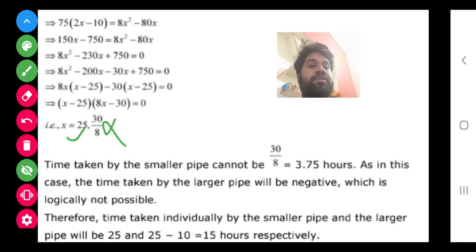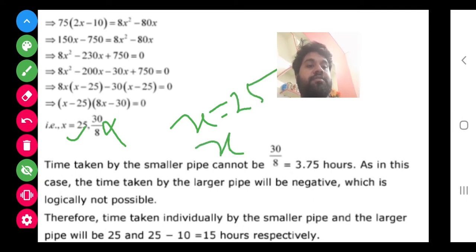So finally, if x is equal to 25, that is, the small tap is taking 25 hours, then the large tap will take 15 hours.